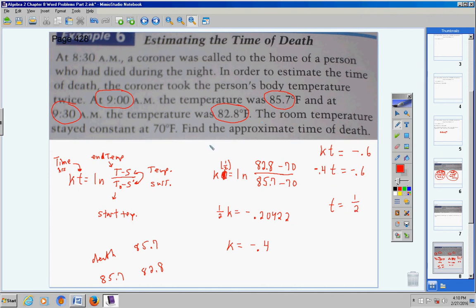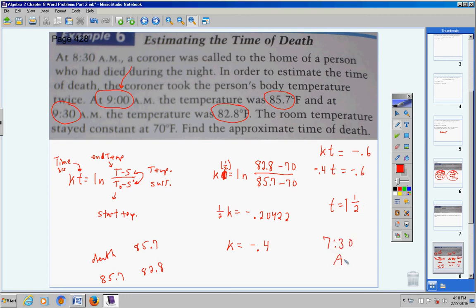So there you go. Find the approximate time of death. Remember our first time frame, they got there at 9 o'clock. No, I'm sorry, you would get 1.5. So 0.6 divided by 0.4 is 1 and 1/2. So if they got there at 9 o'clock, 1.5 hours earlier would have been 7:30. So there's the time of death.